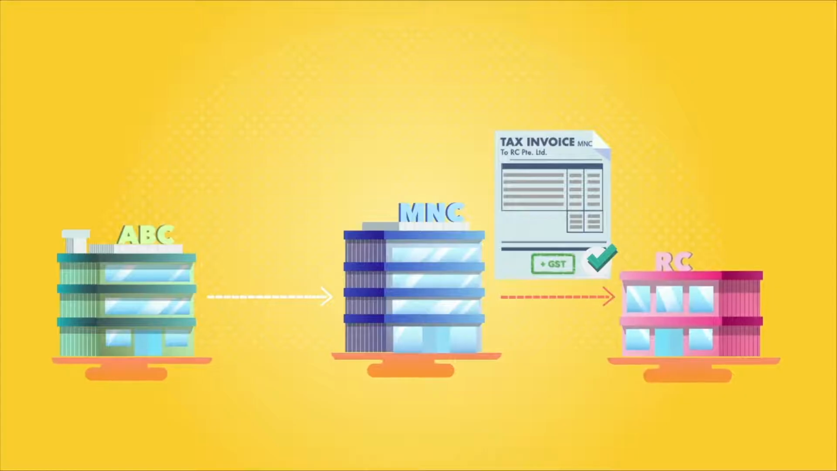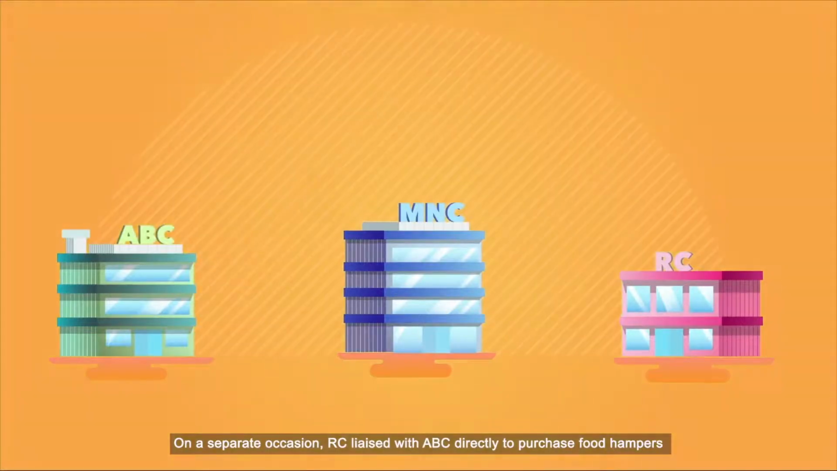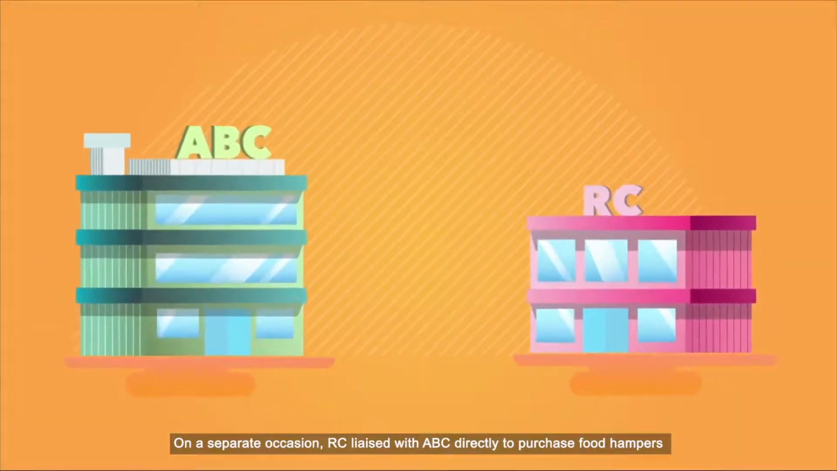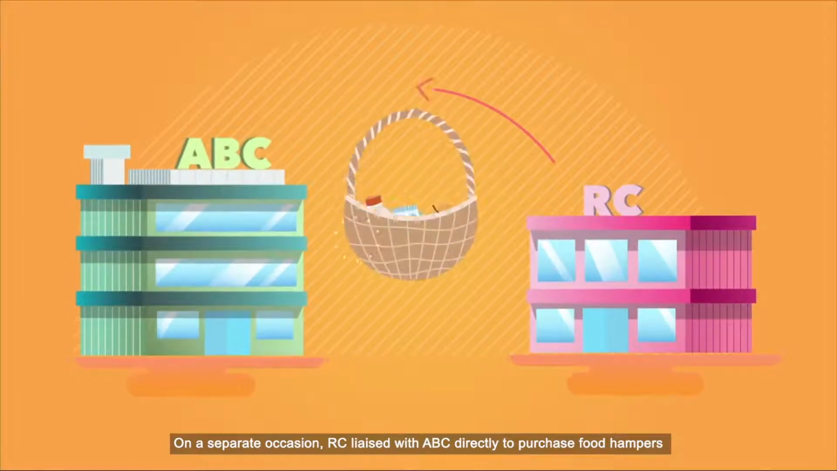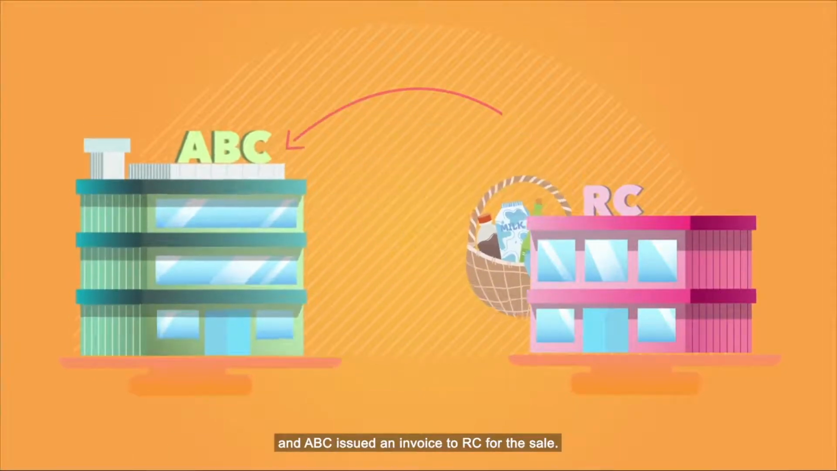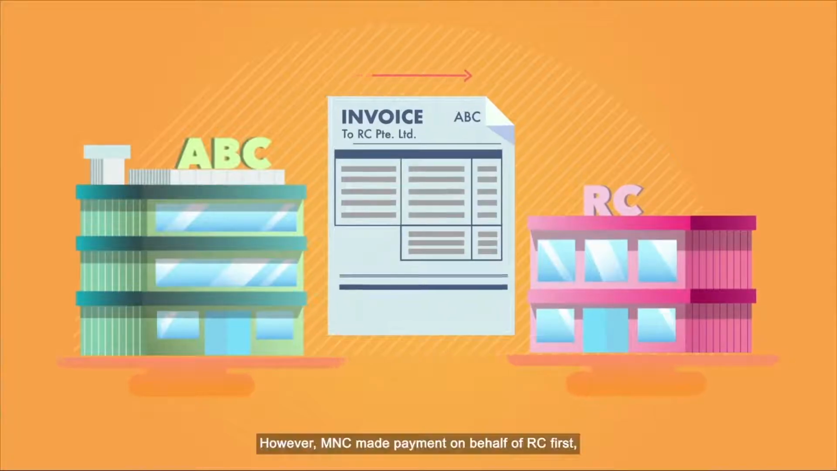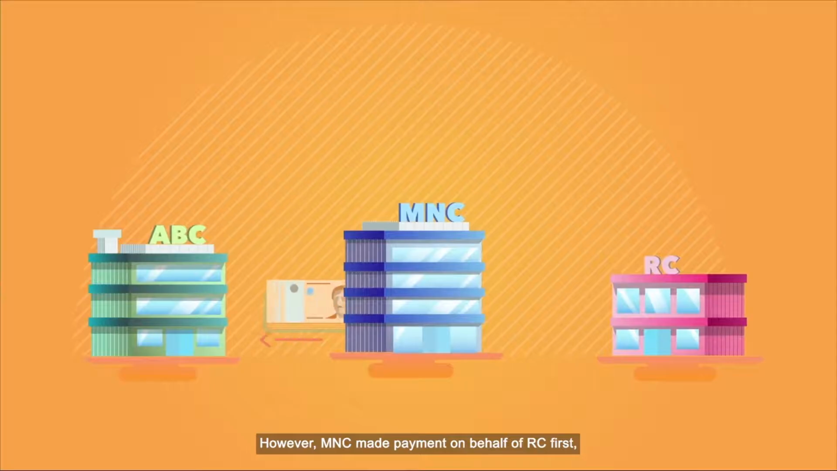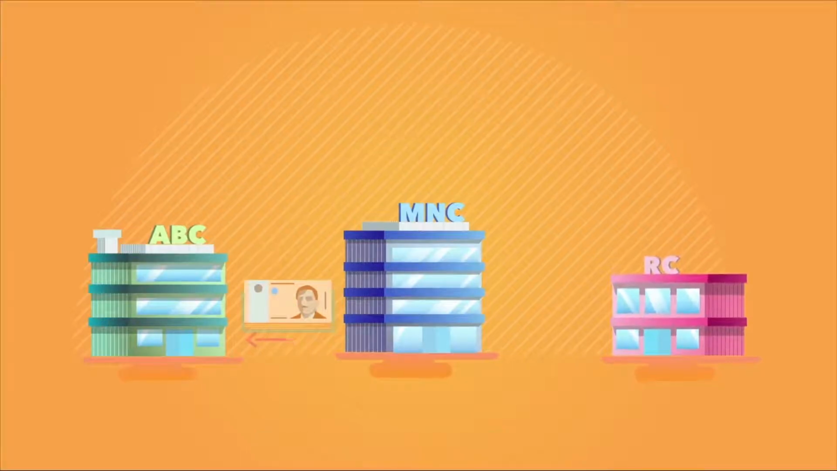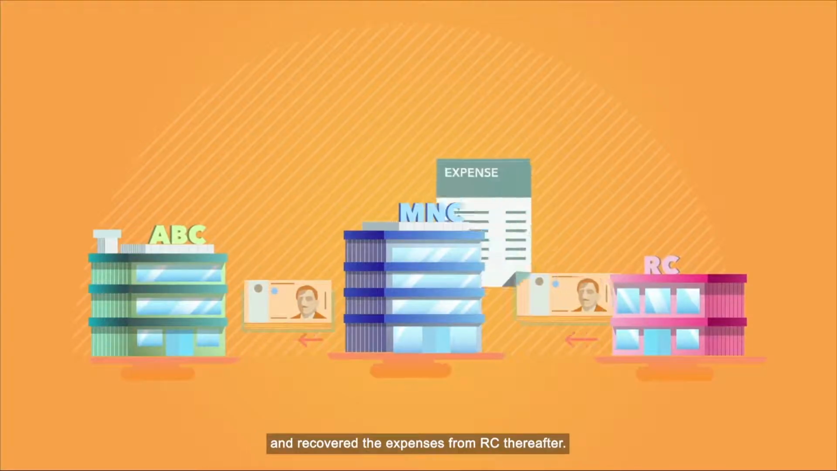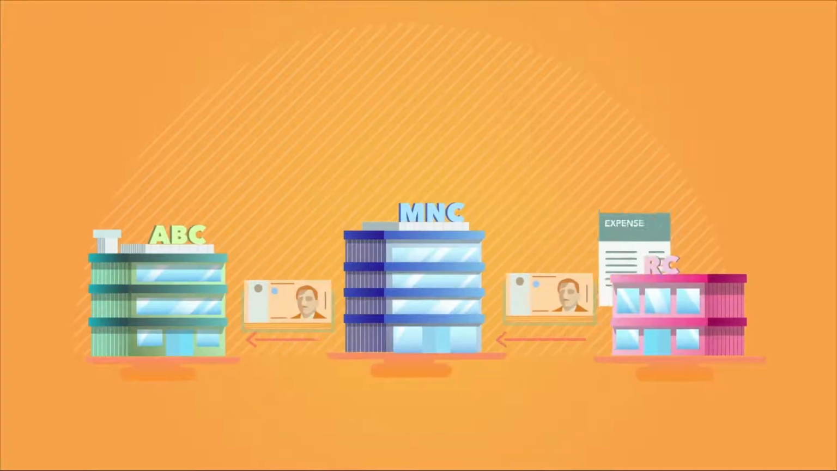from RC. On a separate occasion, RC liaised with ABC directly to purchase food hampers, and ABC issued an invoice to RC for the sale. However, MNC made payment on behalf of RC first and recovered the expenses from RC thereafter.